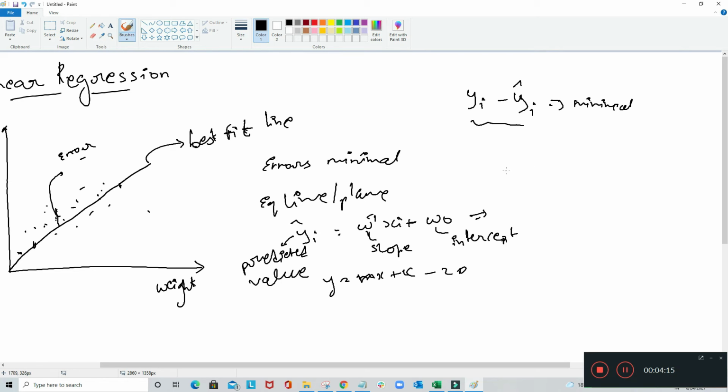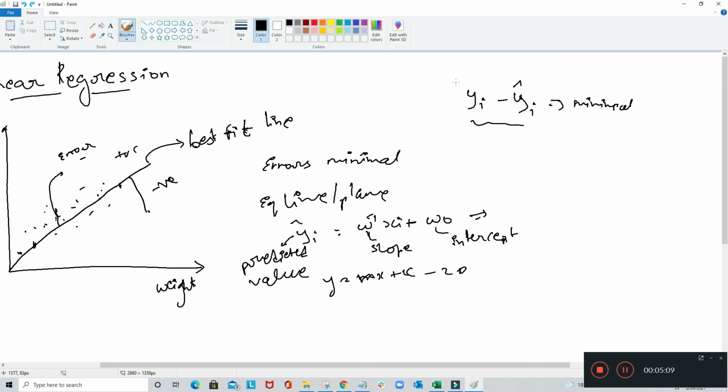However, the points above the line, on the left side, have positive distances from the points to the line. And if I take the distance from the line to a point below, the distance will be negative, because this is yi minus y hat. Sorry, my mistake. This distance will be positive and this will be negative.